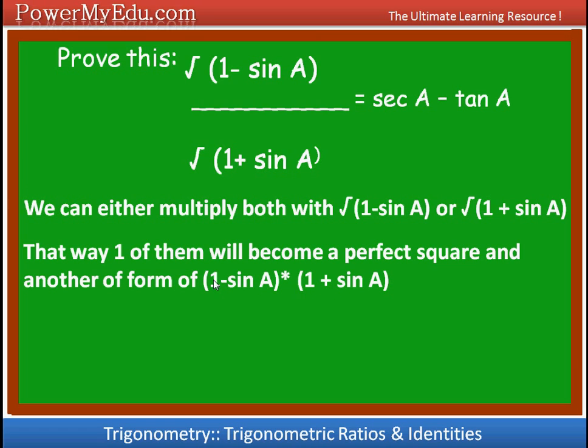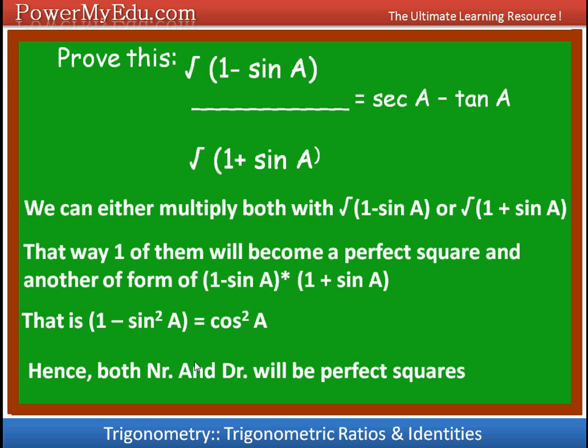The other will be 1 minus sin a times 1 plus sin a, which is 1 minus sin square a, which is cos square a. That again becomes a perfect square. Hence both numerator and denominator will become perfect squares.